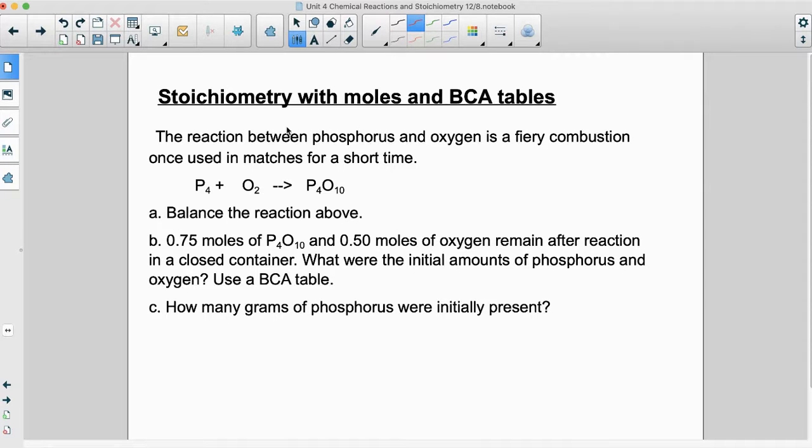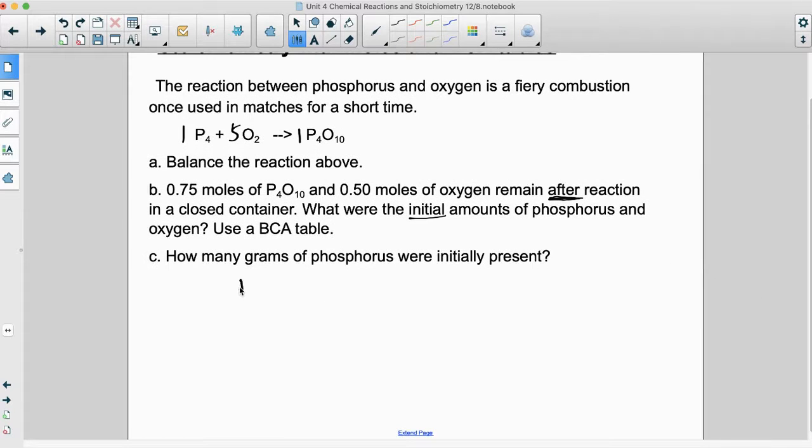So in part A, we first are asked to balance the chemical reaction above. So here we can balance the reaction by putting a 5 in front, and there's a 1 and a 1. In part B, it gives us that 0.75 moles of P4O10 and 0.5 moles of oxygen remain after the reaction in a closed container. What were the initial amounts of phosphorus and oxygen? And it says to use a BCA table. So we're going to set up a BCA table.